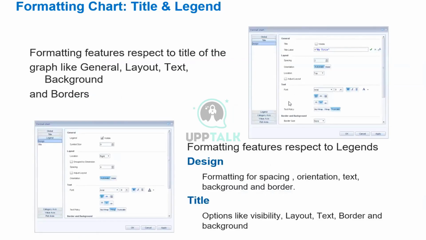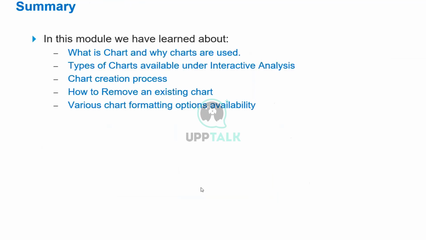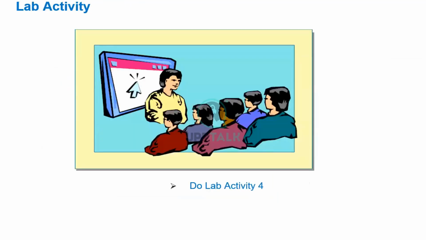See, if I click on title and legend here, it will appear as my title, where it should, which font, which number, whether it should truncate or wrap. All options are there, like in our Excel. With respect to legends also, it says how the orientation should be. These are all formatting options. This is about charts and their formatting.